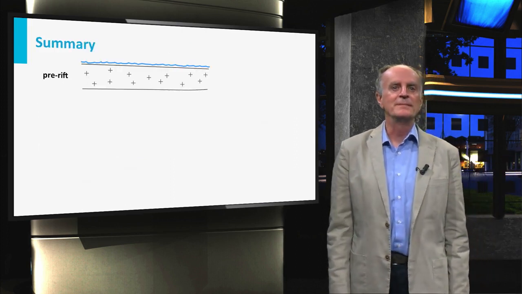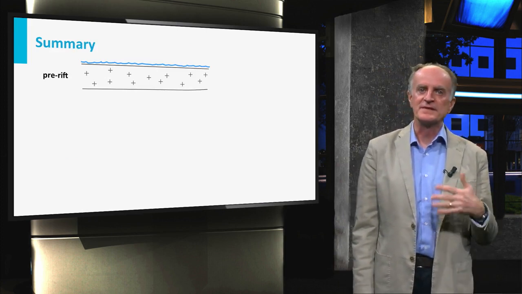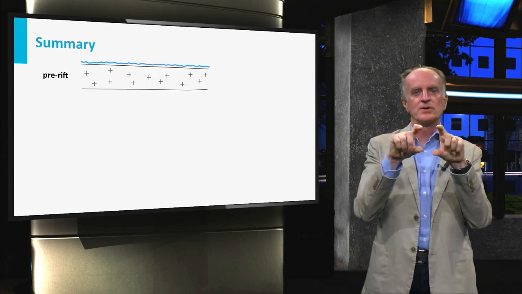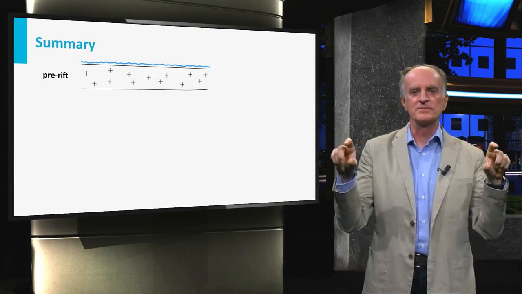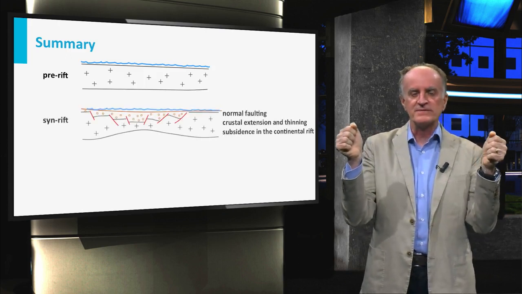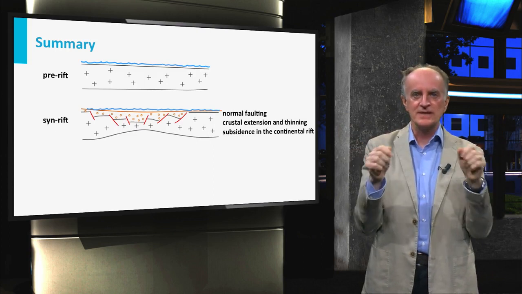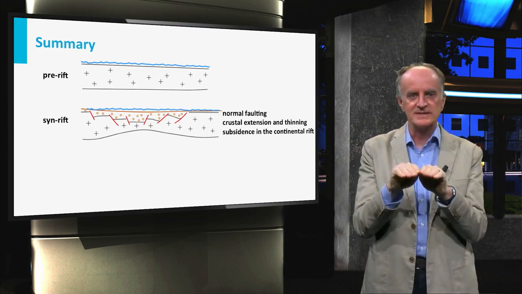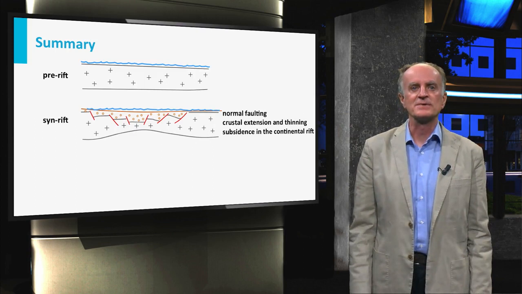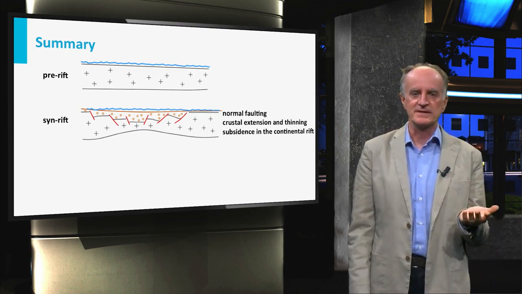Let us now make a summary of the evolution of divergent margins. Before rifting starts, the crust has a constant thickness, and the Earth's surface is typically close to sea level. With the onset of rifting, normal faults are created, which cause crustal extension and subsidence in the central domains. This is the syn-rift stage, and it is associated with thinning of the crust and of the lithosphere.